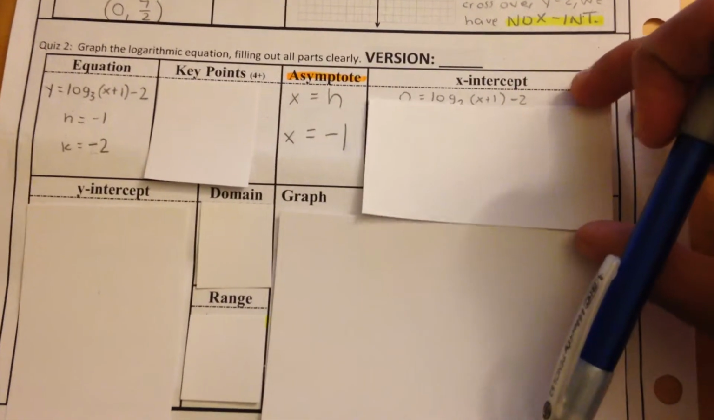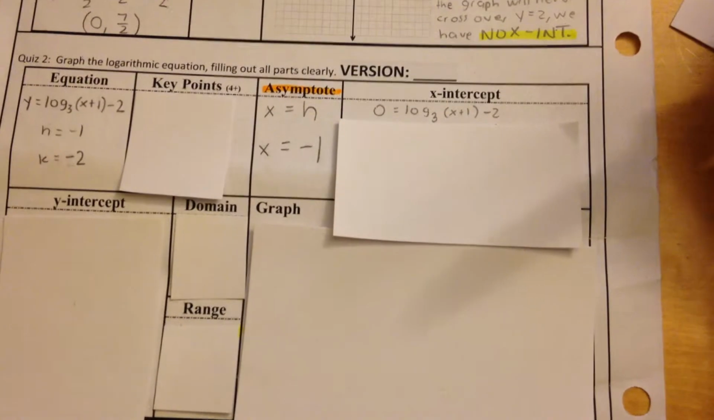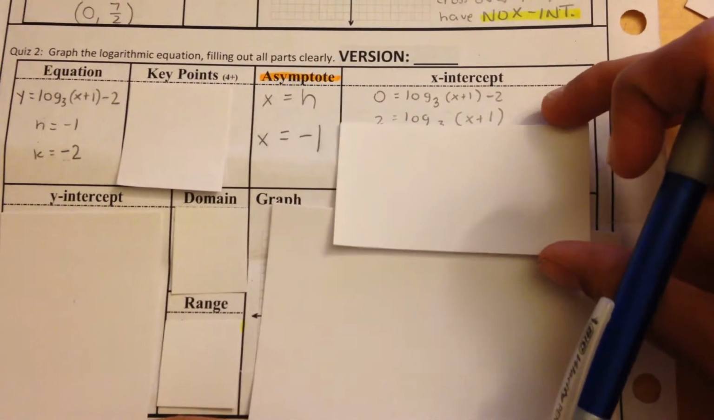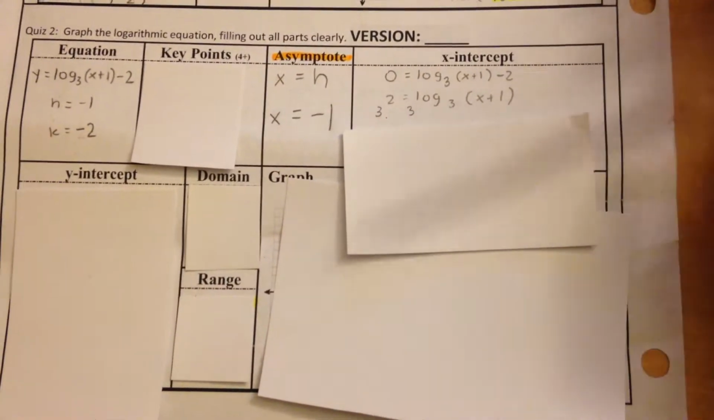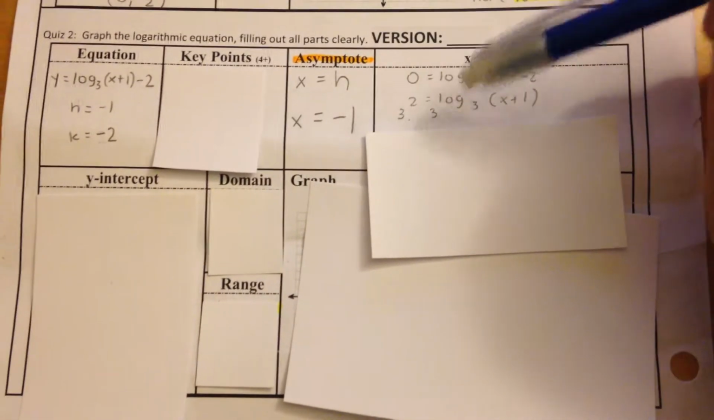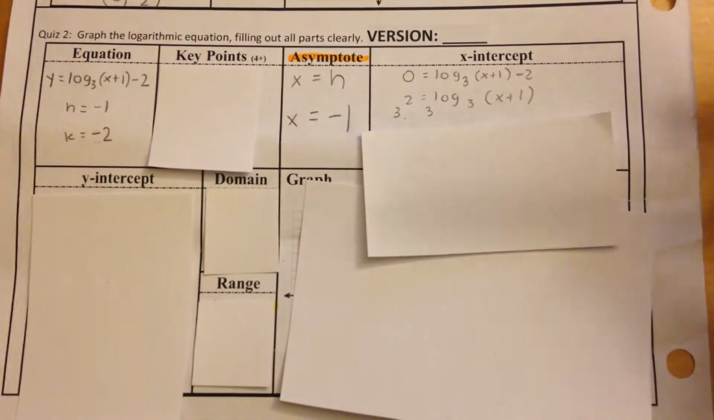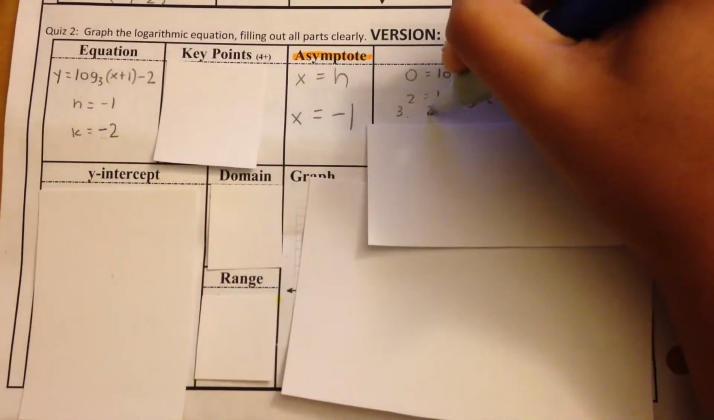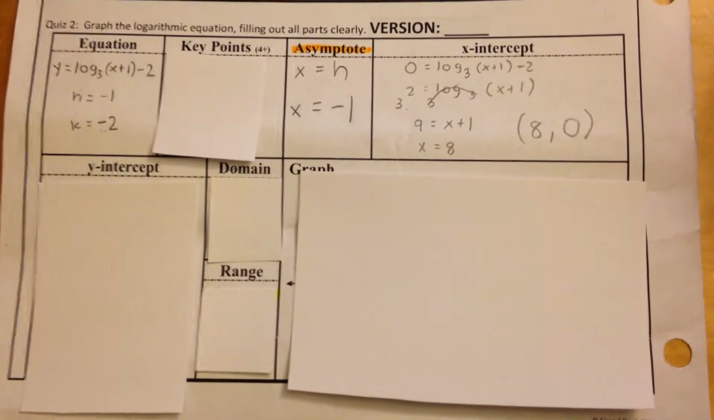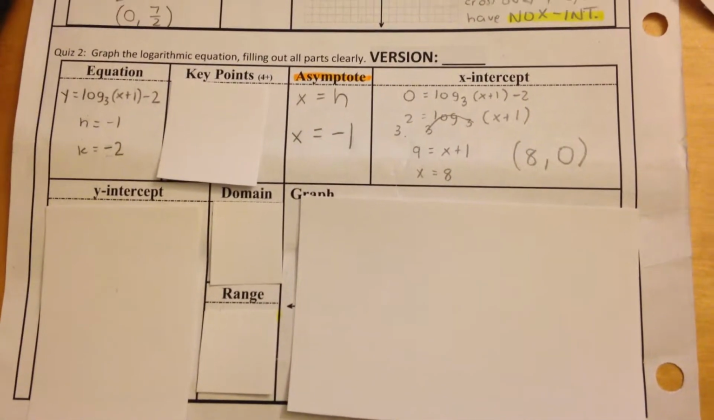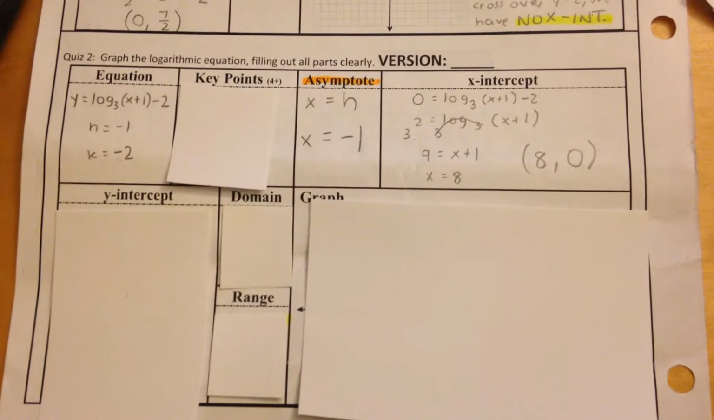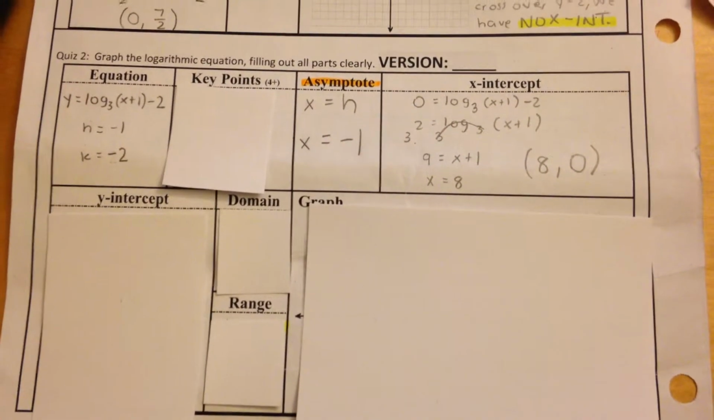When we solve for the x-intercept, we set y equals 0, and we add 2 on both sides, and then we exponentiate, so that means we put 3 as the base with exponent 2 and log base 3 of (x + 1). So these two cancel out, and we are left with 9 equals x plus 1. Subtract 1 on both sides and we get x equals 8. And our point would be (8, 0), which you will see later on the graph.